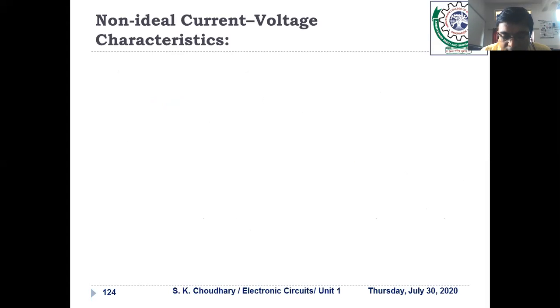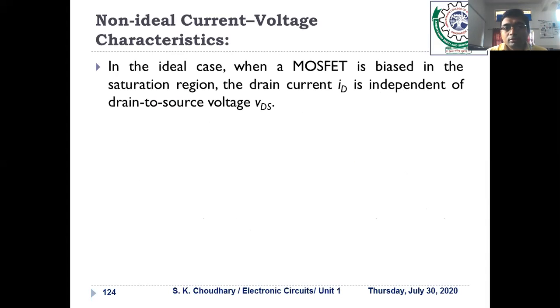So, non-ideal current voltage characteristics. And this topic is very important because it is always asked in the examination. So there are various non-ideal characteristics we have to learn one by one. In the ideal case, when the MOSFET is biased in the saturation region, the drain current is independent of the VDS.